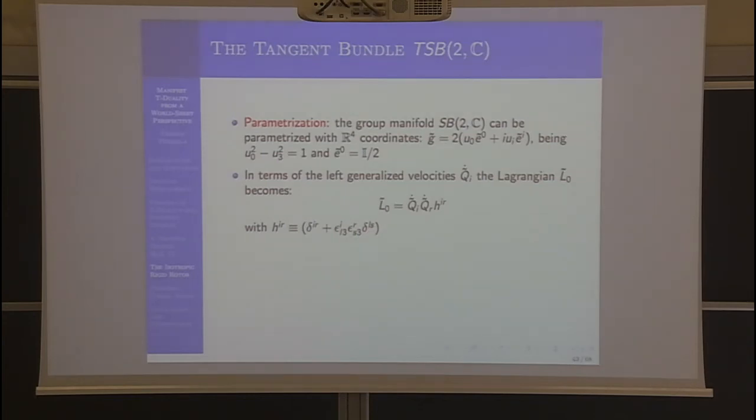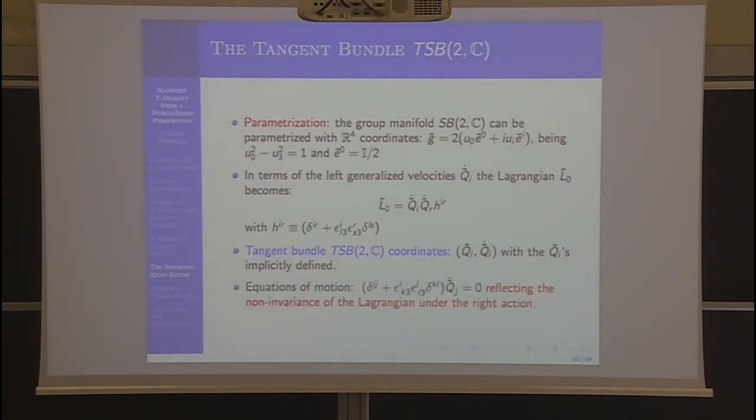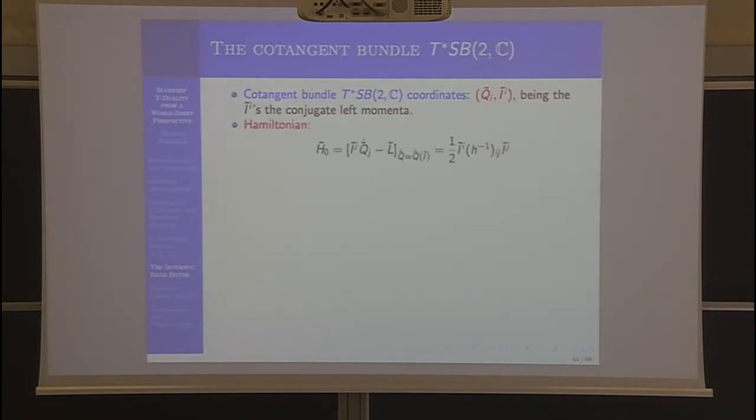Also in this case, we can go on with the same kind of analysis. But as I said previously, we found equations of motion that reflect the non-invariance of the Lagrangian under the right action, but they have, apparently at least, a completely different structure from the equation of motion that we have found in the case of the rotor on SU2. But we can anyway go on in this description.